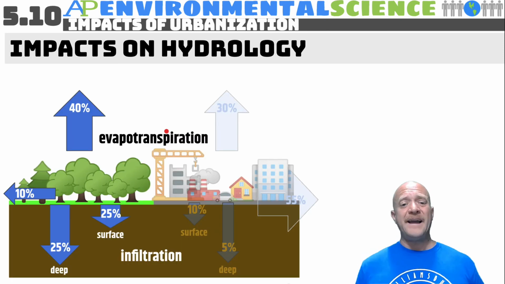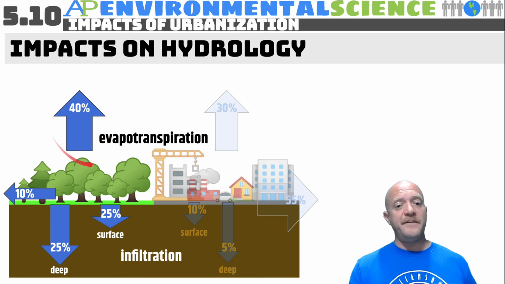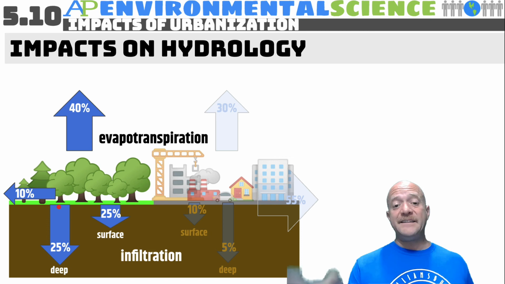So how does this impact hydrology? Before, in a rural setting, you're going to have 40% of the water evaporate or transpire. 10% of the water is going to run off, and about half of the water, 50%, is going to infiltrate into the ground and basically recharge the aquifers.